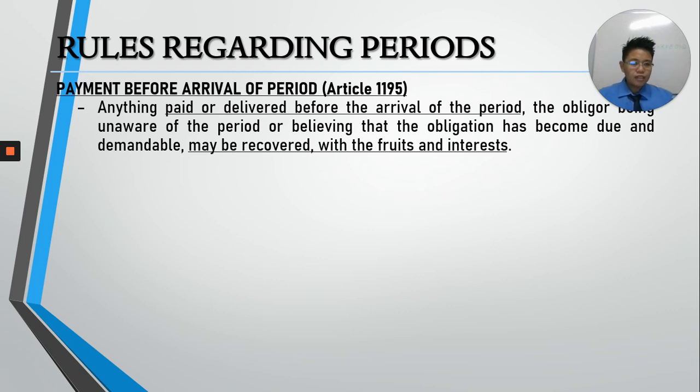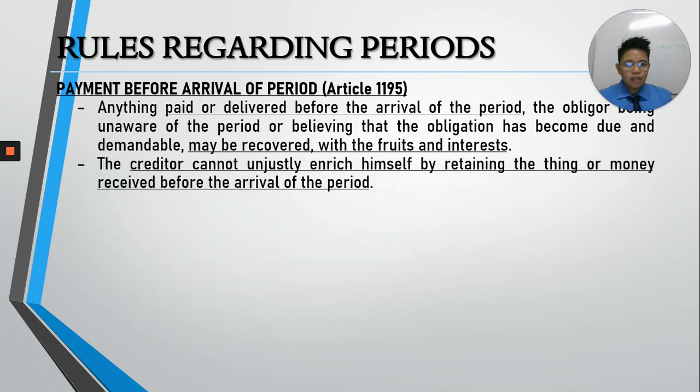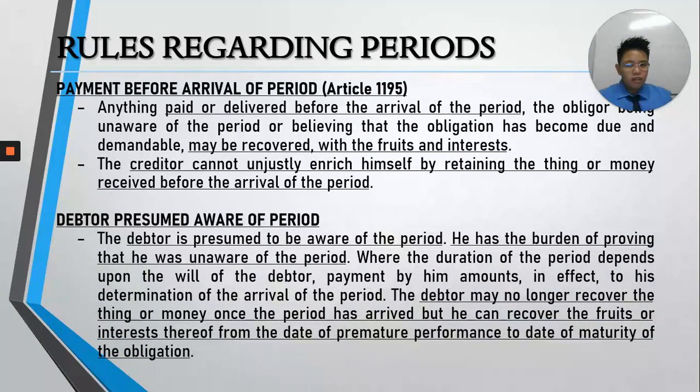this rule is based on the creditor being prohibited to unjustly enrich or benefit through the retention of the thing or money which is not yet due and demandable because the period has not yet arrived. So remember also that here the creditor is presumed to be aware of the period. Ang burden of proof na hindi niya alam na premature yung payment niya or hindi niya alam na hindi pa pala due date is on the debtor.